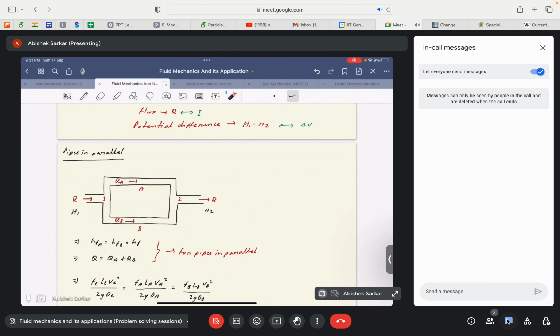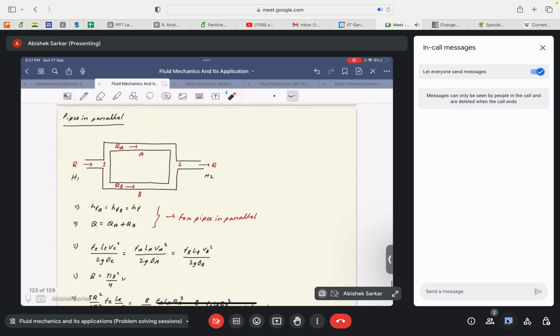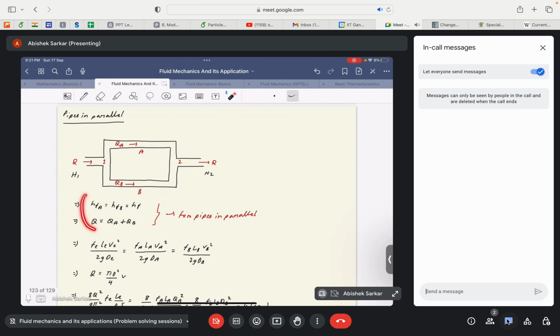Okay, and again Q, the volume flow rate, would be equal to the sum of the volume flow rates in pipe 1 and pipe 2. These are the very important conclusive remarks in the case of pipes connected in parallel. Since HFA is equal to HFB is equal to HF, like an equivalent head loss, we can represent it as FELE VE square by 2GDE is equal to FALA VA square by 2GDA is equal to FBLB VB square by 2GDB.